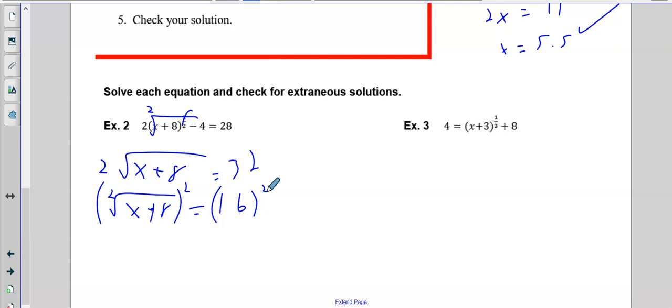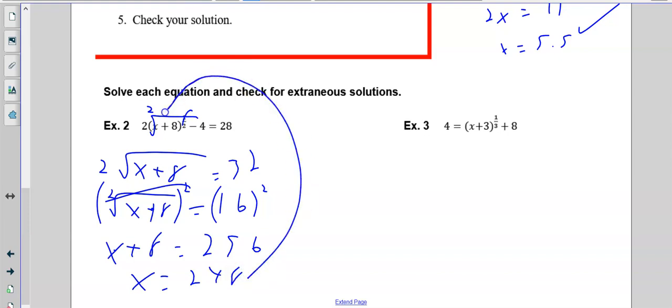Okay? So that leaves me just the x plus 8 over here. And then 16 squared is 256. I'm going to minus 8, and x equals 248. Which again, I can just plug in real quickly. 248 plus 8 gets me right back to that 256. And then the square root of 256 is 16. 2 times 16 is 32, minus 4 is 28, and we have a good answer.